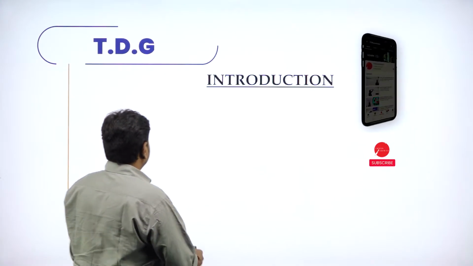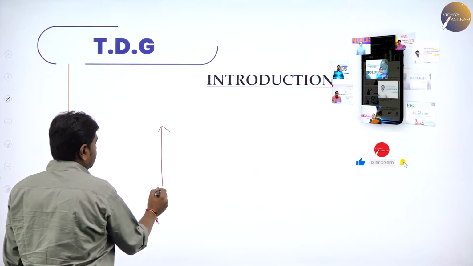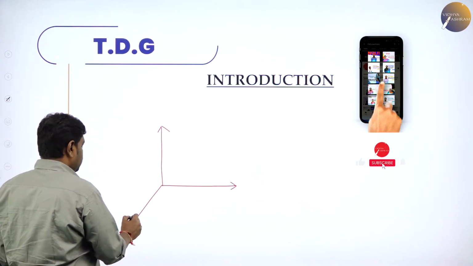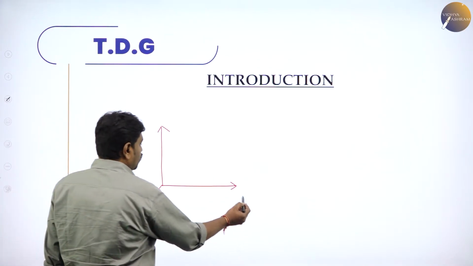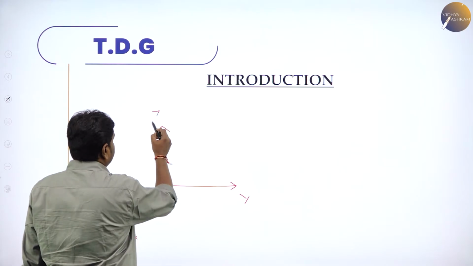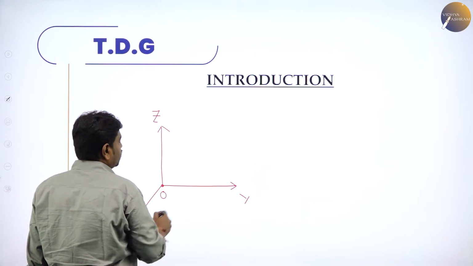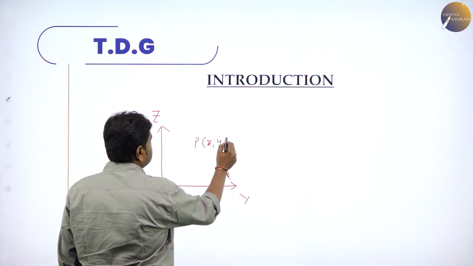In three-dimensional geometry, you have studied in your first year PUC that we can represent a point in terms of x-axis, y-axis and z-axis. This point of intersection we call it as what? Origin. So a point in three-dimensional geometry is x comma y comma z.